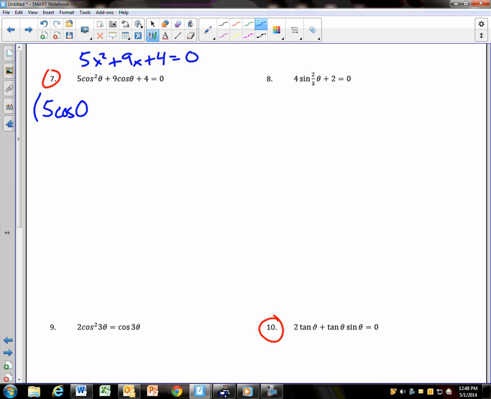5 cosine of theta and 1 cosine of theta. So it would be like 5x and 1x. I got a 4 on the end there, so it's either going to be 2 and 2, 4 and 1, or 1 and 4. Which is it? 4 and 1.